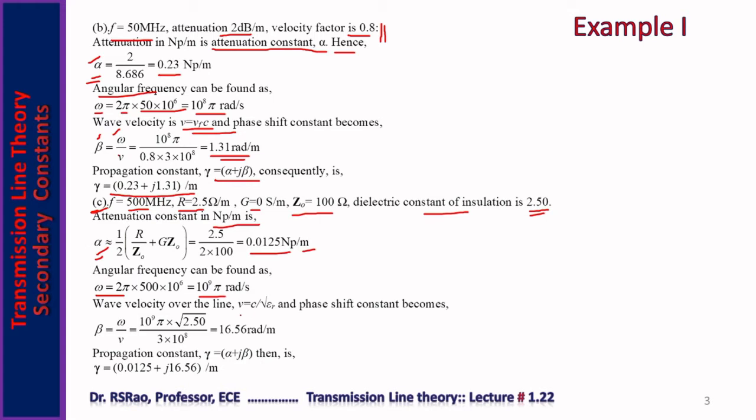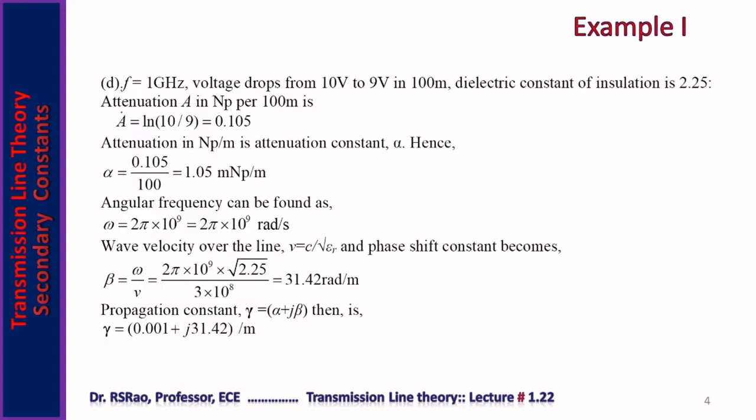Wave velocity is, of course, C by square root of epsilon r. Phase shift constant, therefore, beta is omega by V. Omega is known, V is available, so beta is also known. Therefore, gamma is 0.0125 plus j 16.56 per meter.